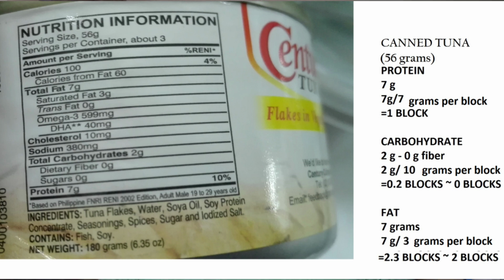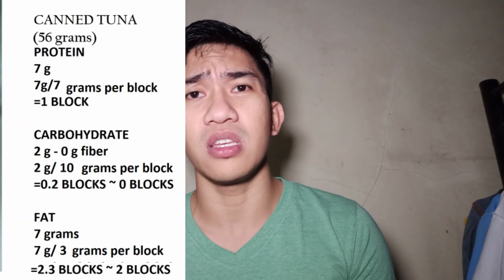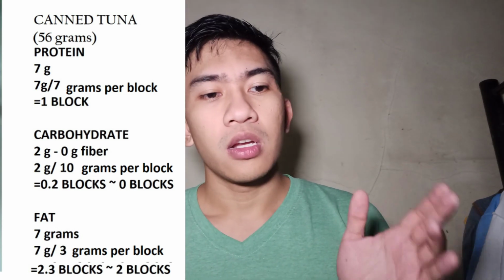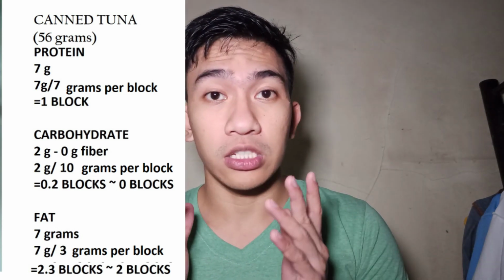Protein for 56 grams is 7 grams. 7 divided by 7 equals 1, so 1 block. Carbohydrates 2 grams and has 0 dietary fiber. So 2 grams divided by 10 equals 0.2, rounded, it's just 0. Fat, we have 7 divided by 3 equals 2.3, or approximately 2. So the final blocks of a 56 gram Century tuna is protein 1, carbohydrate 0, and fat 2.